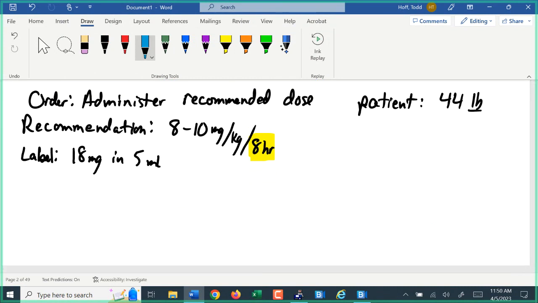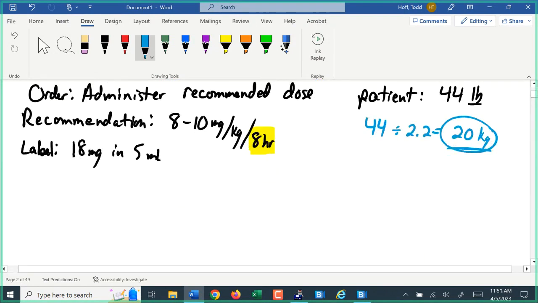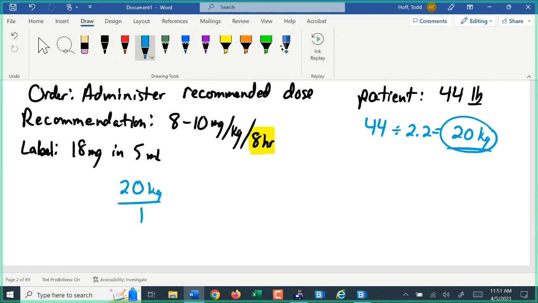So once again, our first step is to get that patient converted into kilograms. So we're going to take the 44 pounds and divide by 2.2, which will give us 20 kilograms. That's where we're going to start our calculation for our dosages. Remember, these are dosages based on a characteristic of the patient. That is the characteristic of the patient that we want to use. So we're going to start out with 20 kilograms, and we'll put it over 1.